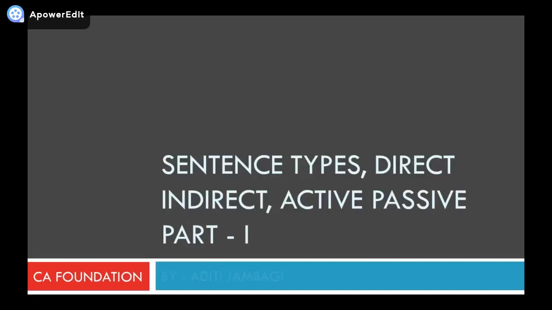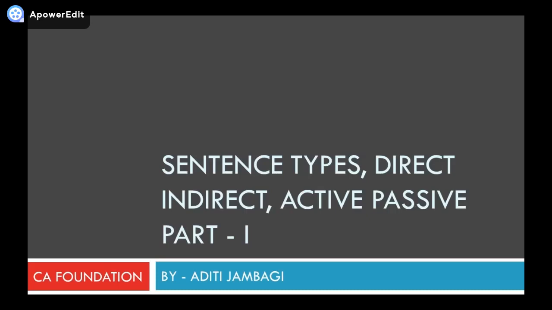Hello. Today we are going to start with the second chapter. The name of this chapter is Sentence Types: Direct, Indirect, Active, Passive. So for the sake of convenience, we are going to divide it again into parts. Today in this part, we are only going to focus on sentence types.